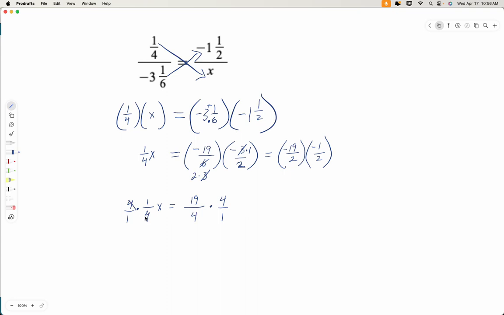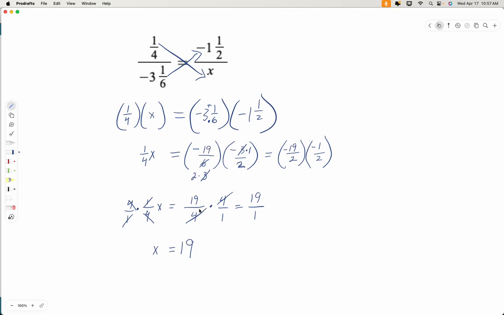So this cancels this and this cancels this. So x is all I have on this side. And if you look on this side, this cancels this. So I have 19 over 1, which is just 19. So the answer is 19. And that is what we would put here in order to make this fraction equal to this fraction.